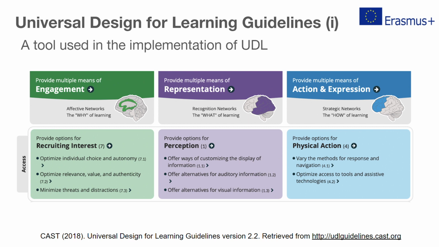First of all, in order to access the information, it is necessary to provide options for recruiting interest. It means optimizing individual choice and autonomy, optimizing relevance, value, and authenticity, and minimizing threats and distractions. Secondly, to provide multiple means of representation, the what of knowledge, it is necessary to provide options for perception. This could be done by offering ways of customizing the display of information and by offering alternatives for auditory and visual information.